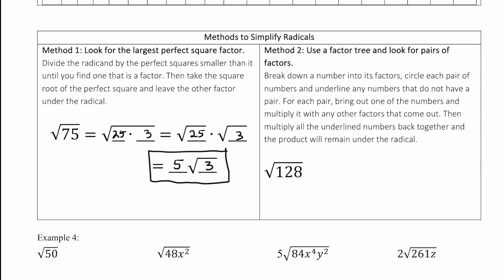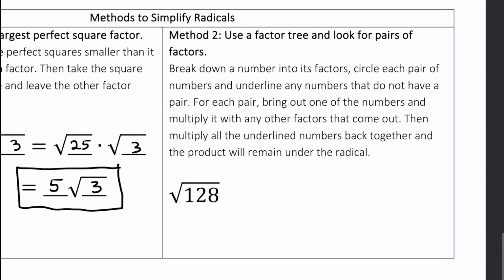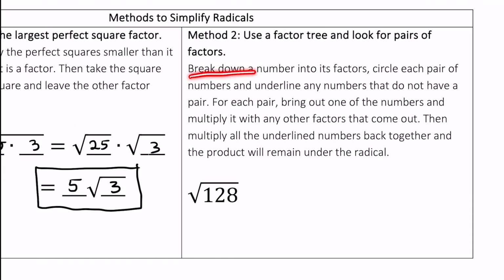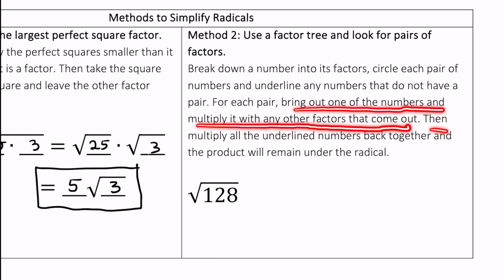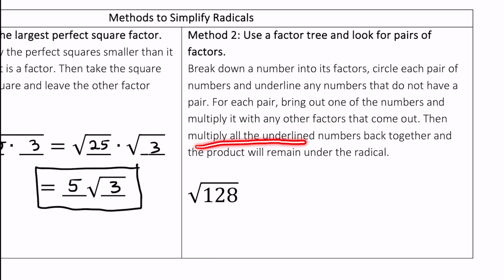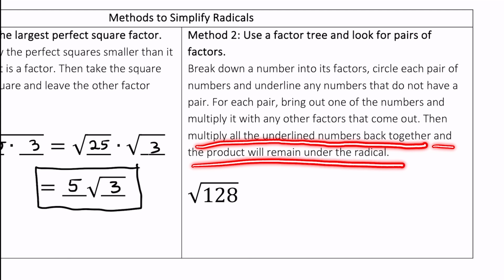Now let's take a look at method number 2. Use a factor tree and look for pairs of factors. Now break down a number into its factors. Circle each pair of numbers and underline any numbers that do not have a pair. For each pair, bring out one of the numbers and multiply it with any other factors that come out. Then multiply all the underlined numbers back together and the product will remain under the radical.